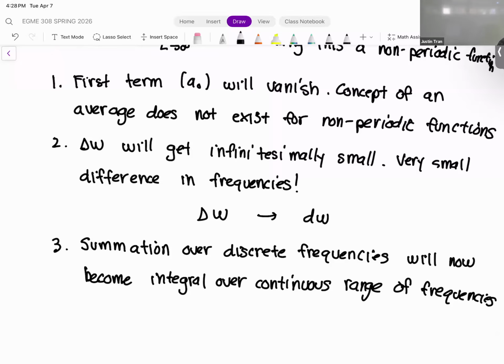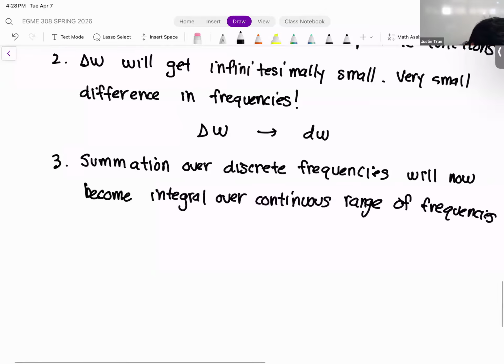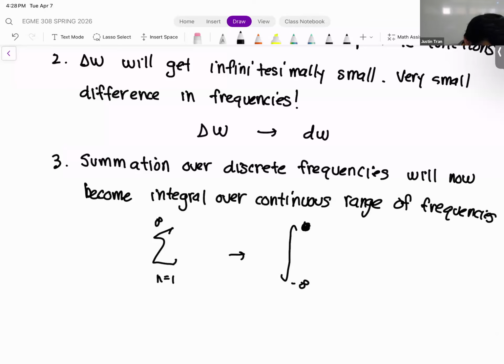And because our L is going to infinity, we're not only doing an integral, but it's an integral with infinite bounds. So mathematically, we're changing from this over to an integral from minus infinity to infinity. Remember, our original integrals were from minus L to L, but since we're now taking the limit as L goes to infinity, we're now taking infinite integrals.